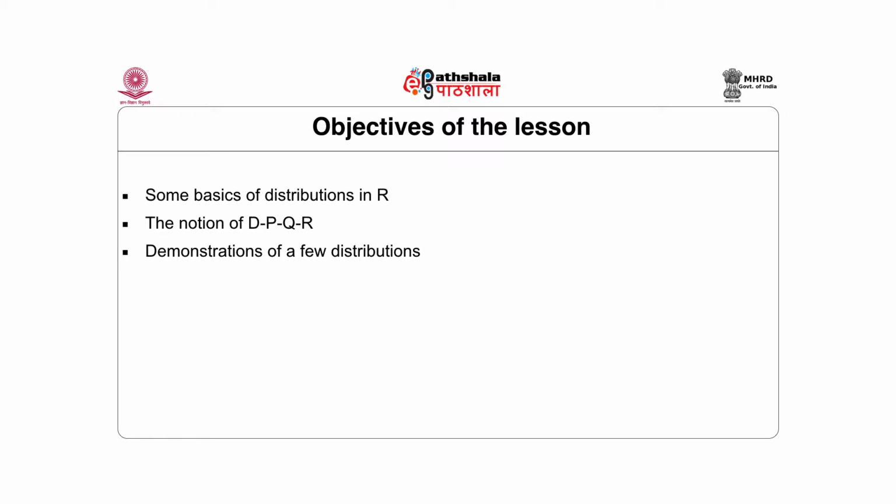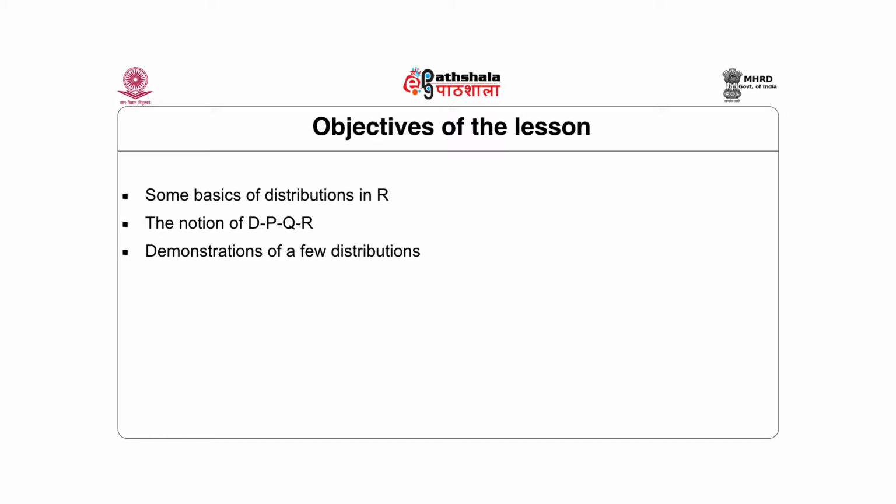R has many, many different distribution functions that are already built in. For example, they use NORM for normal distribution, POIS for Poisson distribution, BINOM for binomial distribution, and so on and so forth. R is quite useful in teaching you about the different kinds of distributions. We will be reviewing these things in a bit.